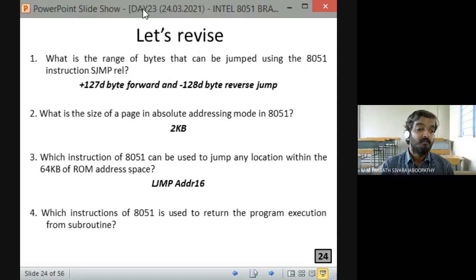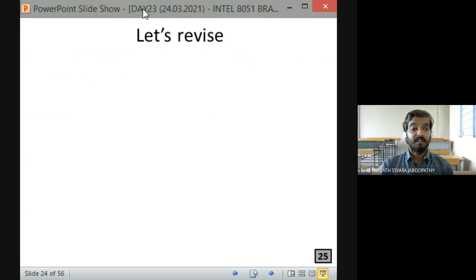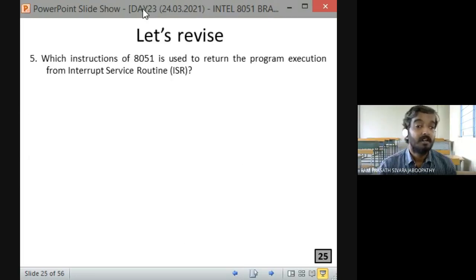Okay. Which instruction of 8051 is used to return the program execution from a subroutine? Which instruction do we use to go from the subprogram back to the main program? Very good. RET. If it is from an ISR program, which instruction do we have to use? To return the program execution from an interrupt service routine. Yes, RETI, that's all. Okay.